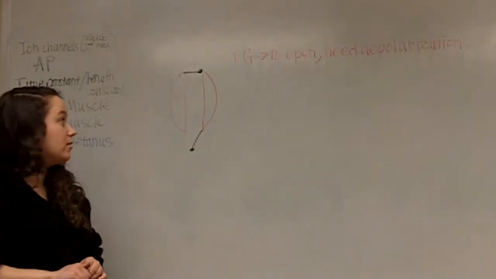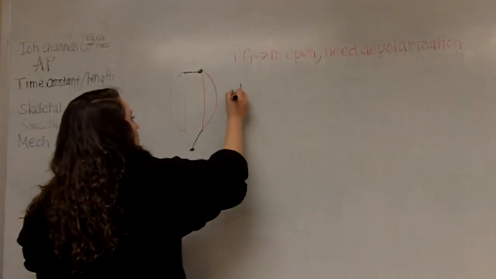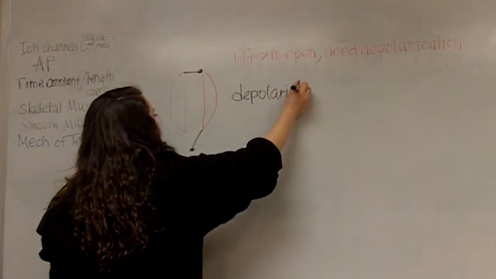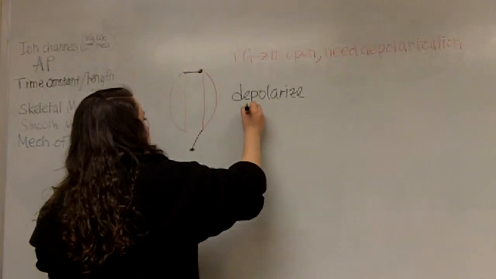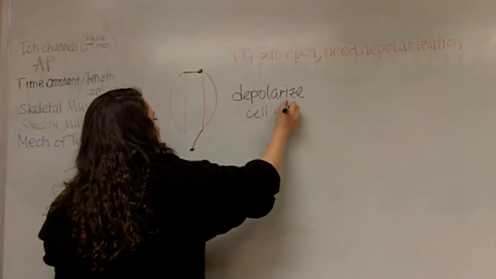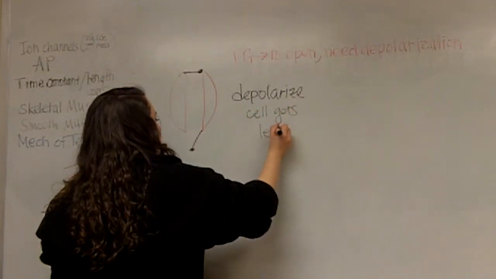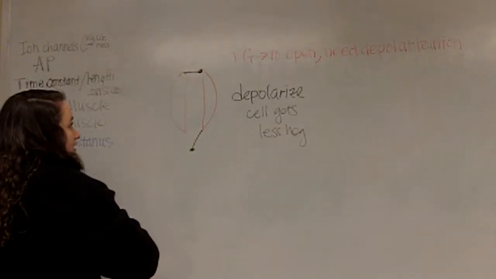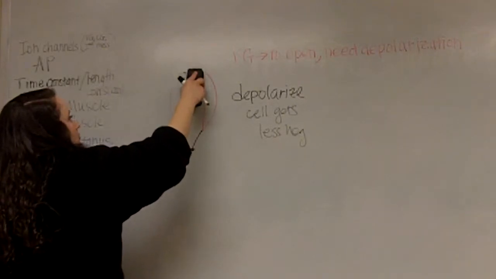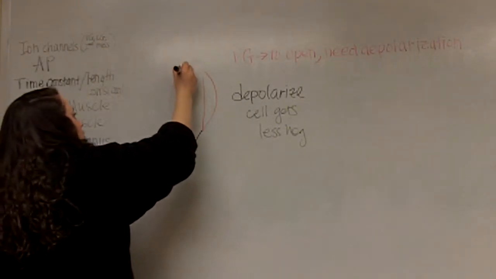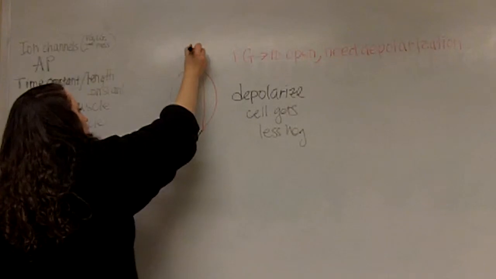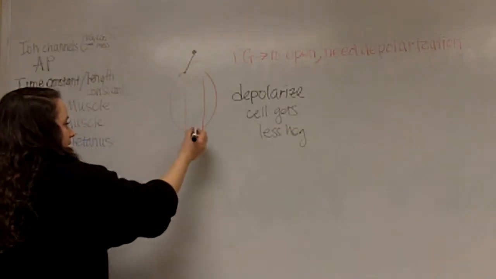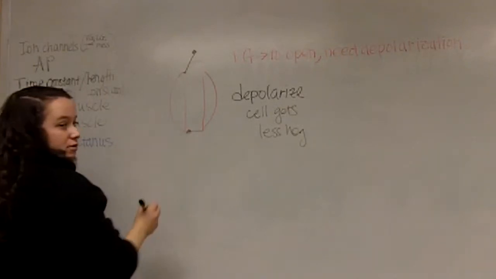Okay, so when you depolarize, or the inside of your cell gets less negative, that triggers this activation gate to open, and also tells this inactivation gate to close.